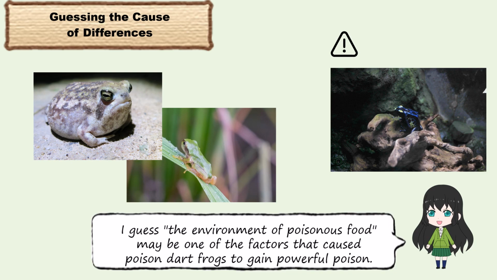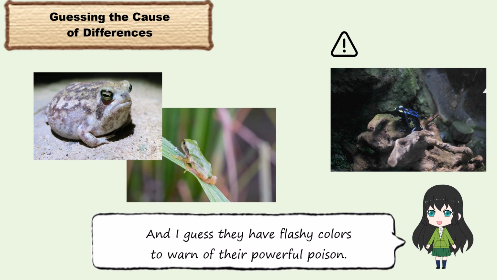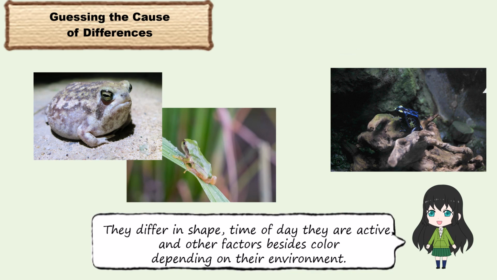I guess the environment of poisonous food may be one of the factors that caused poison dart frogs to gain powerful poison. And I guess they have flashy colors to warn of their powerful poison. They differ in shape, time of day they are active, and other factors besides color, depending on their environment.